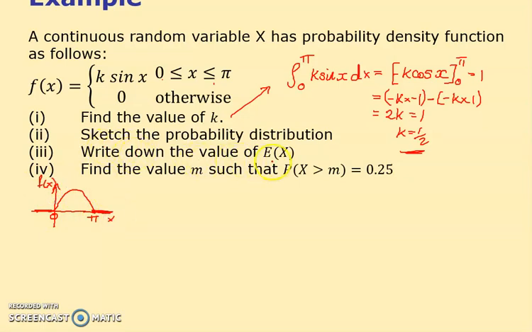Write down the value of E of x. Well, E of x, notice this symmetry here. We talked about this before. There's symmetry. I reckon pi over 2. So I'm going to write this equals pi over 2.